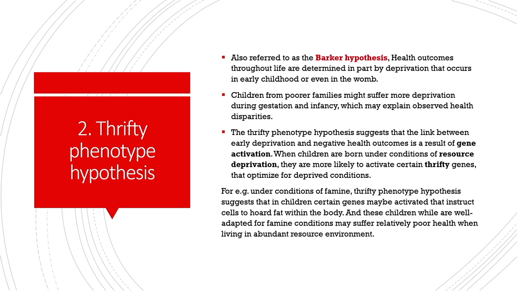For example, under conditions of famine, the thrifty phenotype hypothesis suggests that in children, certain genes may be activated that instruct their cells to hoard fat within the body. And these children, when they are well adapted for famine conditions, may actually suffer relatively poor health when they go into an abundant resource environment. So, when they transition from a resource deprived environment in their childhood to a resource rich environment in their adulthood, they may suffer from obesity and various kinds of lifestyle diseases.